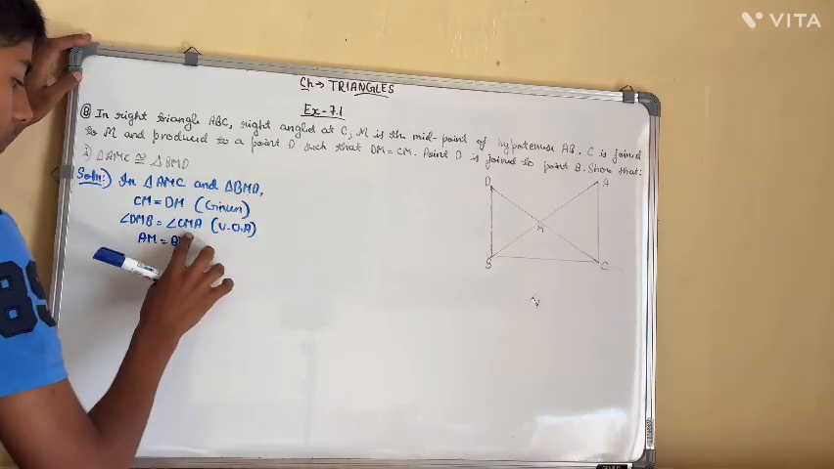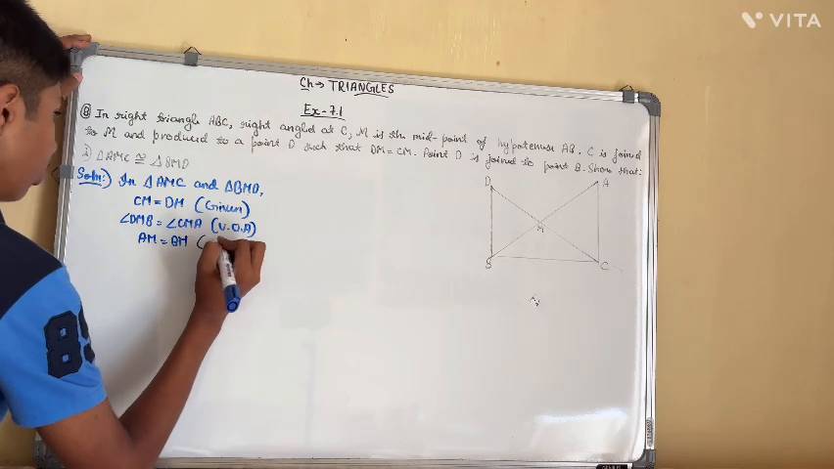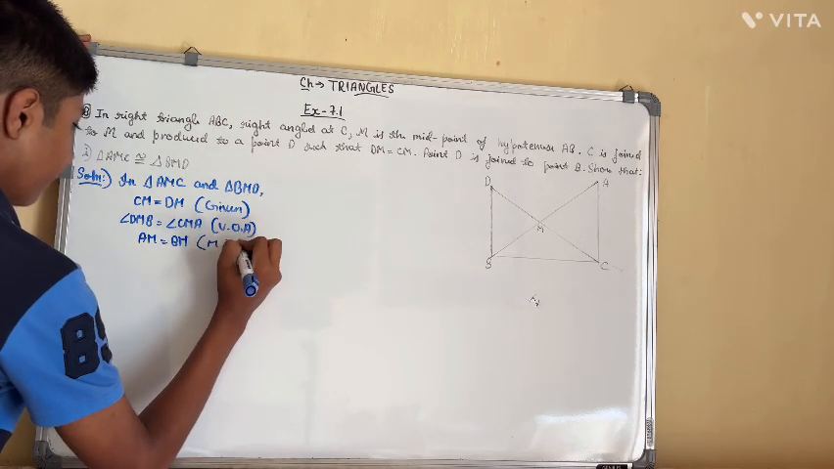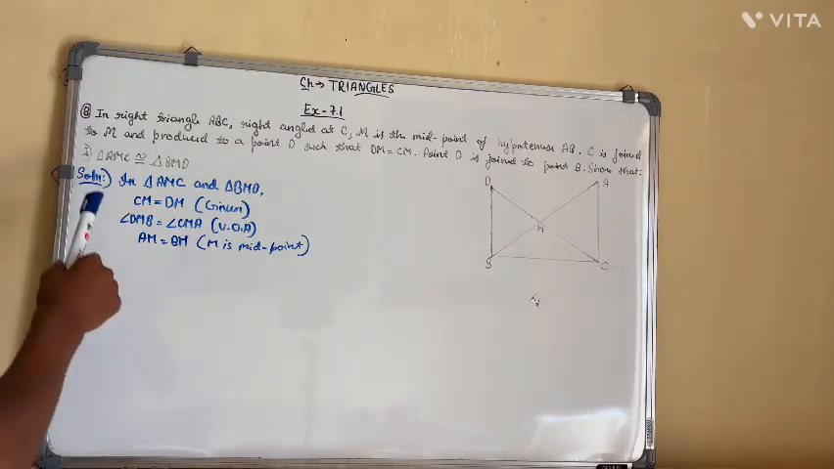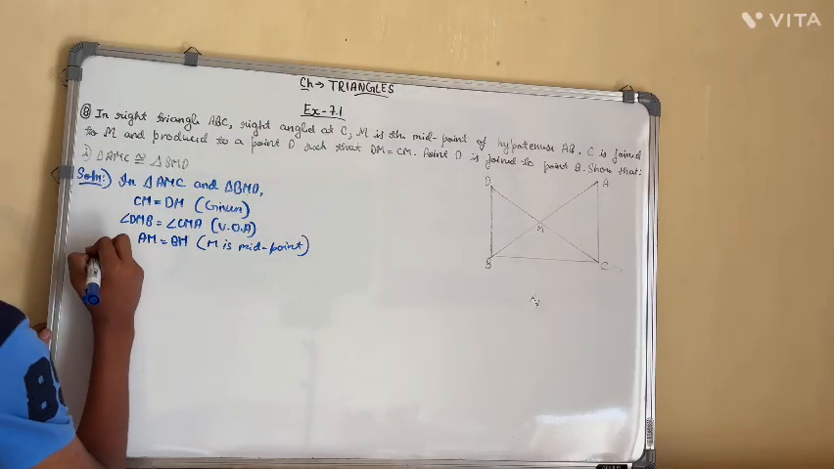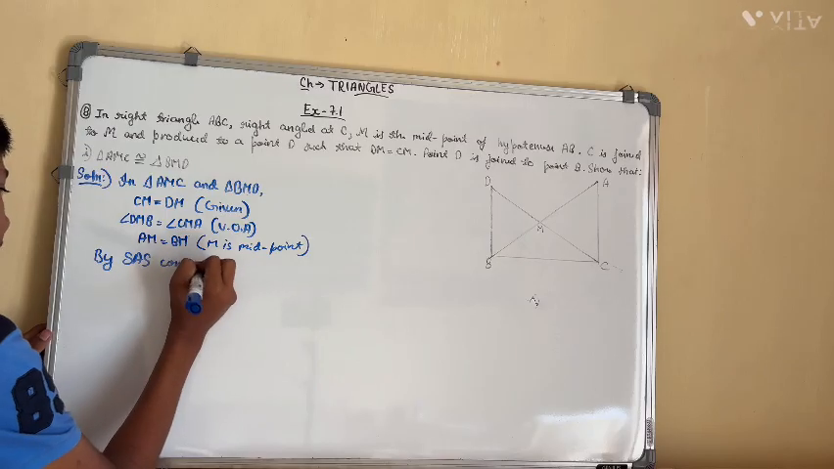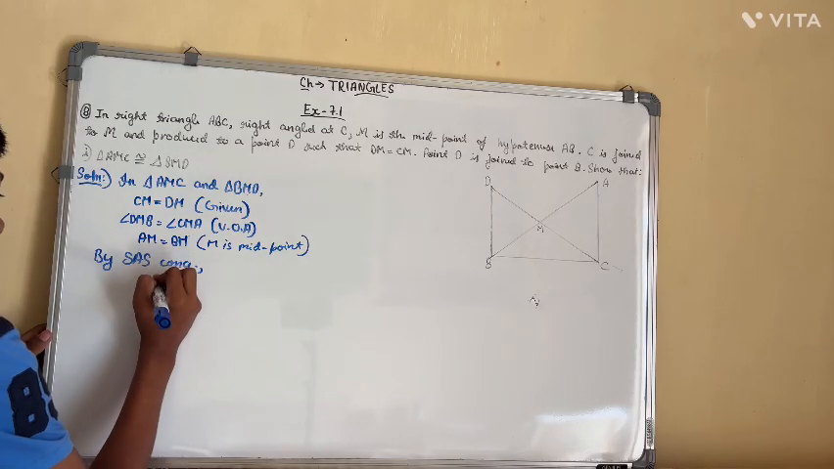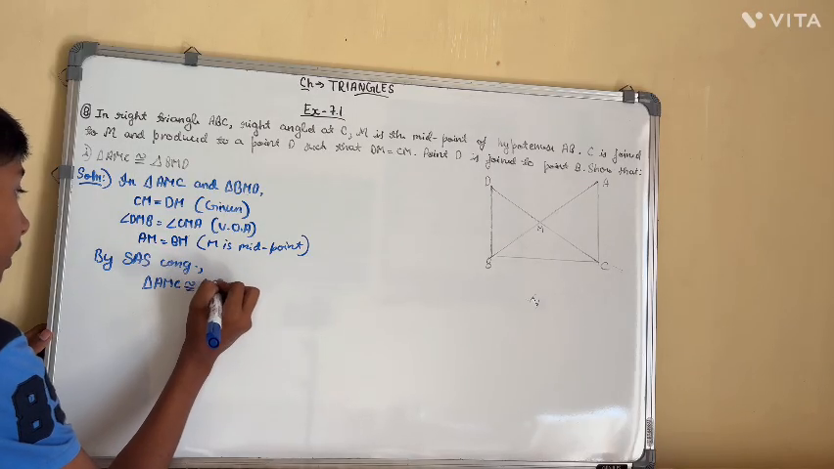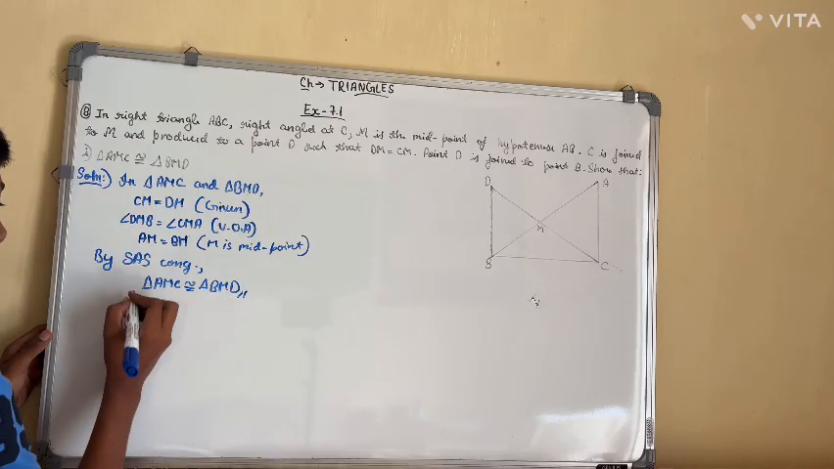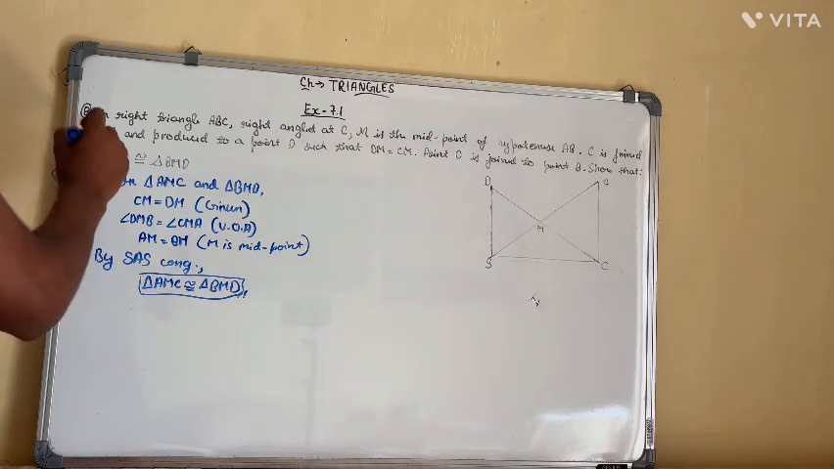How? M is the midpoint. Okay. So by side angle side congruency, we can say that triangle AMC is congruent to triangle BMD. Okay, so this we have proved. The first part of this question is proved.